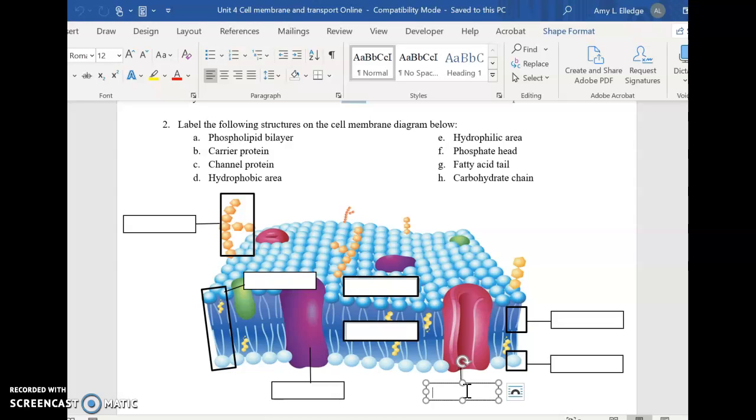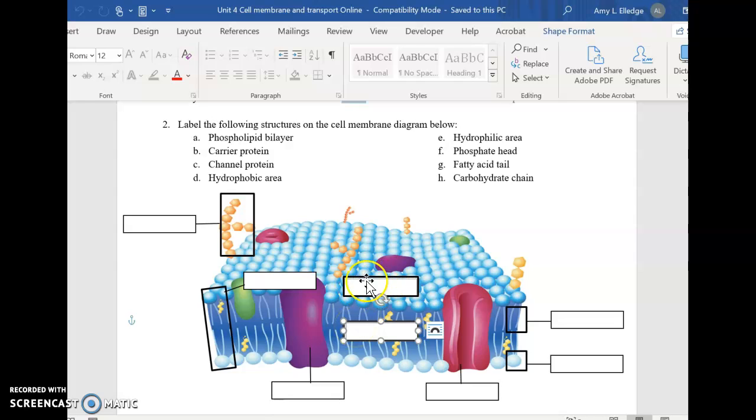When we're talking about hydrophobic, it means it's afraid of the water. That's going to be the middle of your cell membrane. That's the layer that does not like the water, doesn't want anything to do with the water because it's made out of fats. So hydrophilic means it loves water.